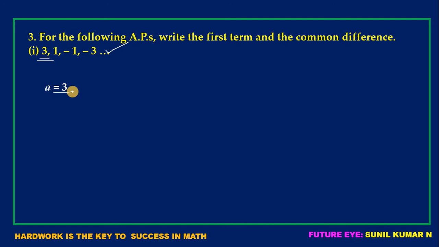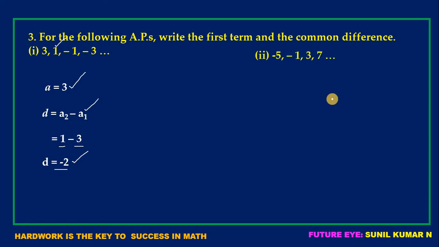Next, let us find the common difference, and you know how to find the common difference that we learnt in our earlier class. Can you remember the formula? Yes, that is d equals a2 minus a1. What is the meaning of a2? That is the second term. What is the second term here? 1. And what is a1? a1 is nothing but 3, that is the first term. Now substitute these values. a2 is 1, a1 is 3. Now subtract 1 minus 3. We get minus 2. So the first term is 3 and the common difference is minus 2.